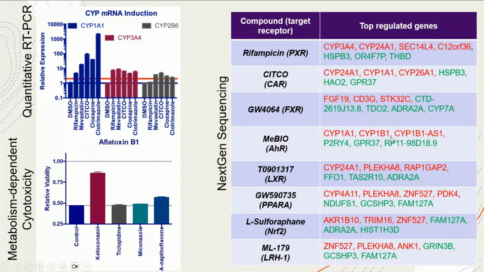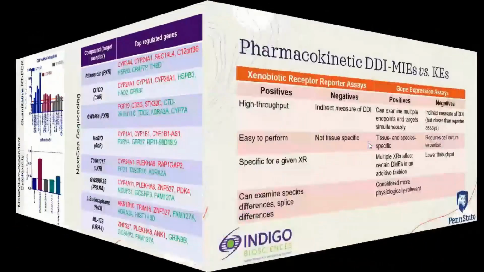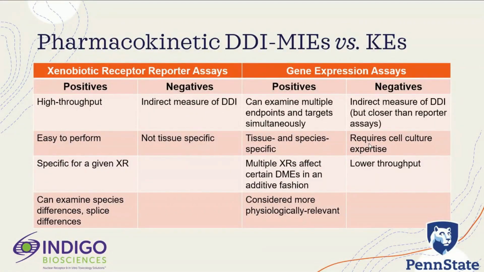Or you can go to a more holistic approach where you can treat the cells, extract RNA, and then do next-gen sequencing and look at the whole battery of genes that are being regulated. This is an example of Upcyte cells where we activate all these different receptors, and you can look at what different phase 1, phase 2, and phase 3 enzymes are being regulated. So as we try to understand the pharmacokinetic drug-drug interactions, thinking about molecular initiating events versus the key events, what are the positives and negatives?